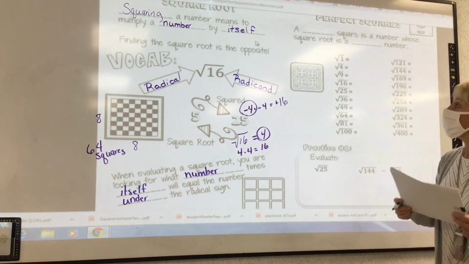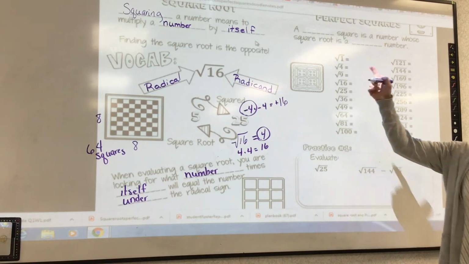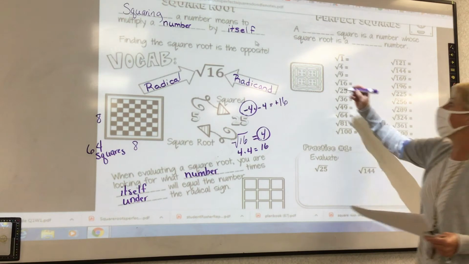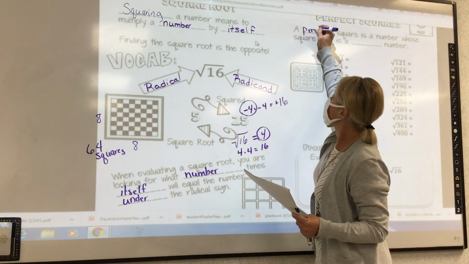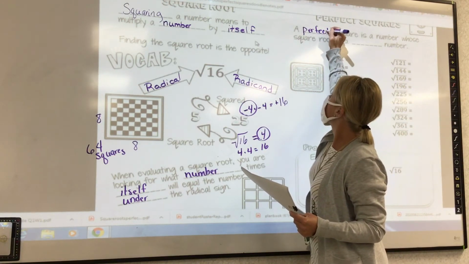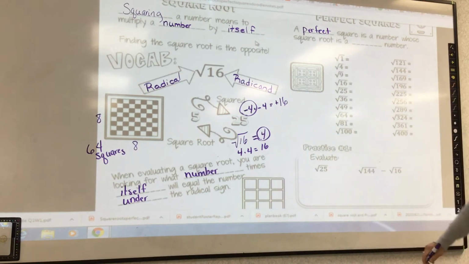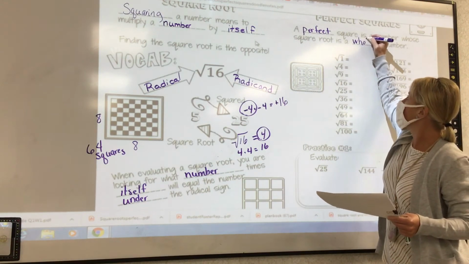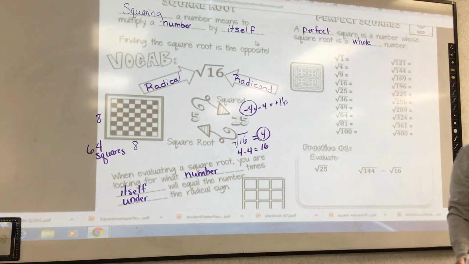This is weird. So how to identify perfect squares? Because today we're just focusing on perfect squares. A perfect square is a number whose square root is a whole number. Whole numbers are like 1, 2, 3, 4, 5, 6, 7, 8, 9, 10, or negative 1, negative 2, negative 3, negative 4. That is a whole number.